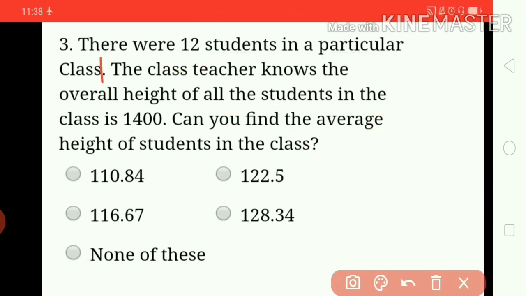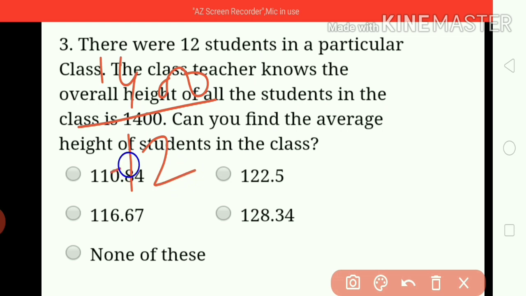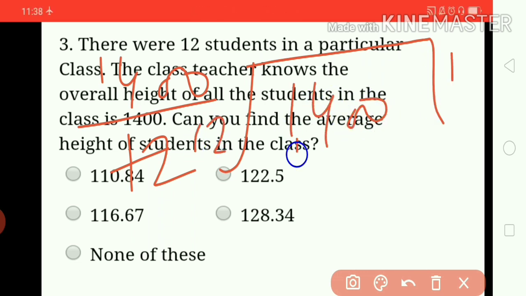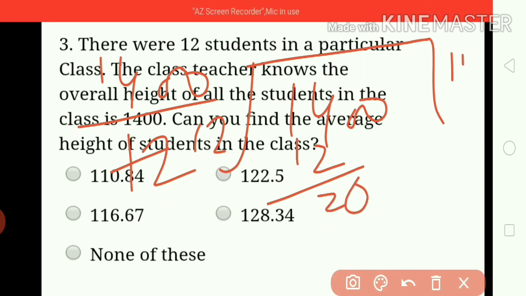1400 divided by 12. Let us divide. 12 ones are 12, so 20 you will get here. 12 ones are 12 again, you will have 8 now. Now this 0 will go forward.